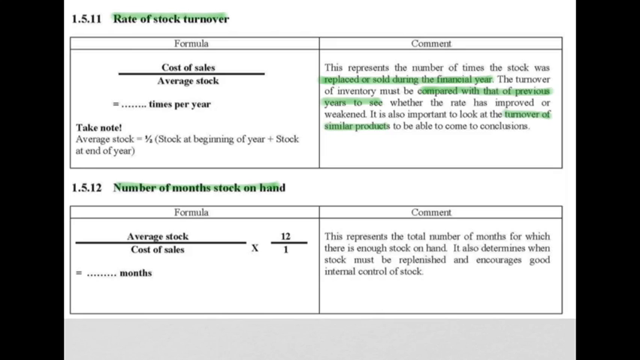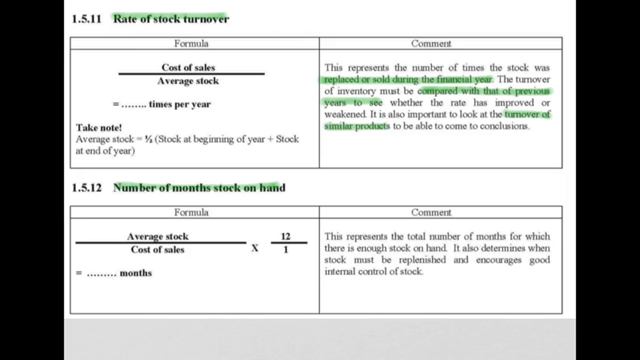Compared to, say for instance, a car dealership. A car dealership will have a much lower stock turnover rate, because you simply don't sell cars as fast, and there's also not as many new cars that come out as frequently as fruits and vegetables. So it's very, very dependent on the product that you are selling.